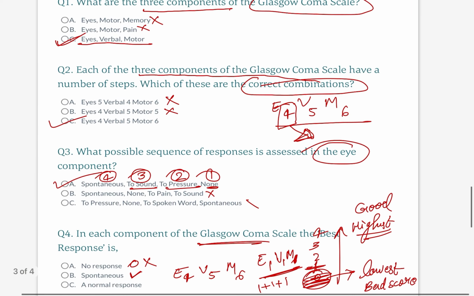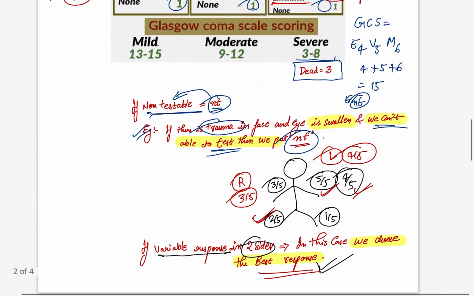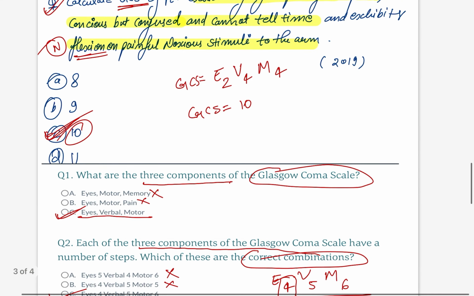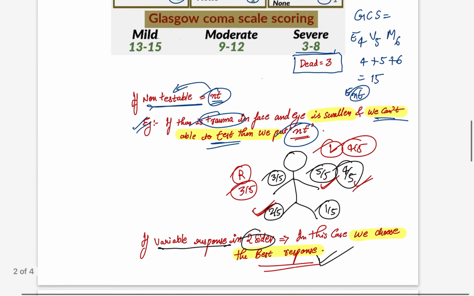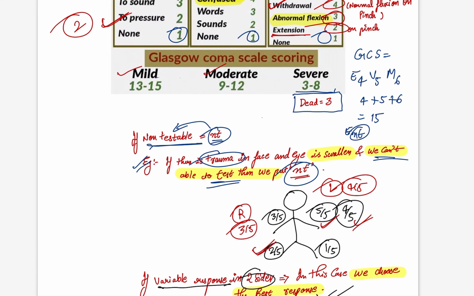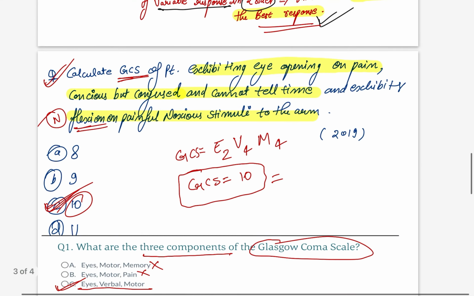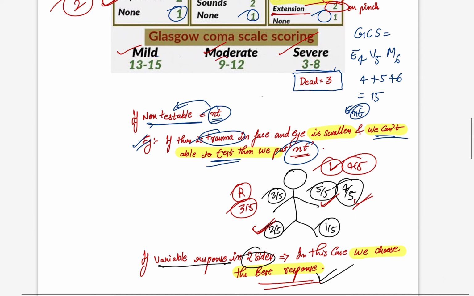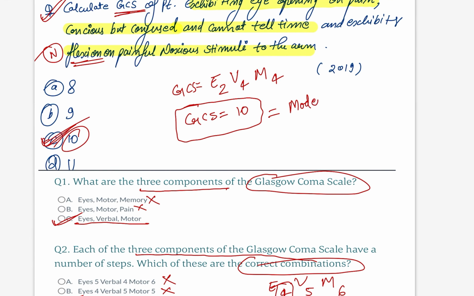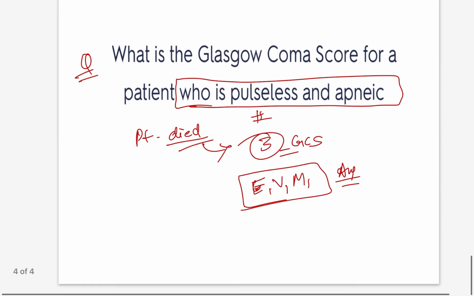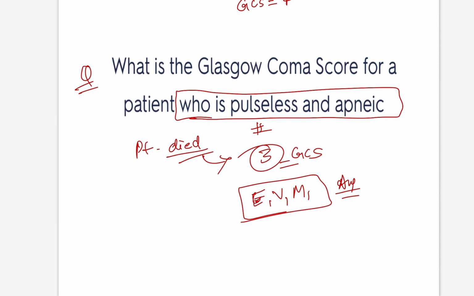Okay, one more thing I have to add in this one: sometimes they will ask about a GCS score, like here, right? GCS score is 10. Now they might ask you whether this is mild, moderate or severe. So it's a score of 10. So 10 score is coming here, so we can say it's moderate, right? So be careful what they are asking, and we have to give the answer according to that.